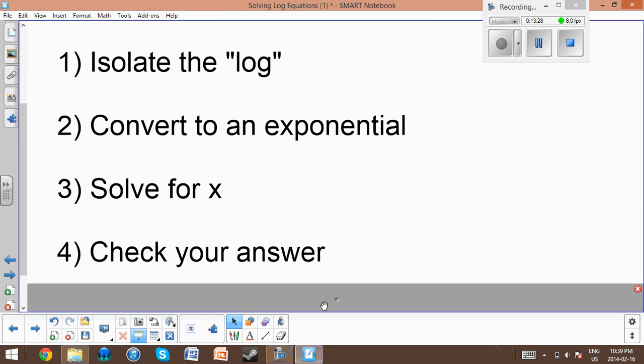This concludes our lesson for logs. Remember, isolate the log, convert to exponential, solve for x, and check your answer always.